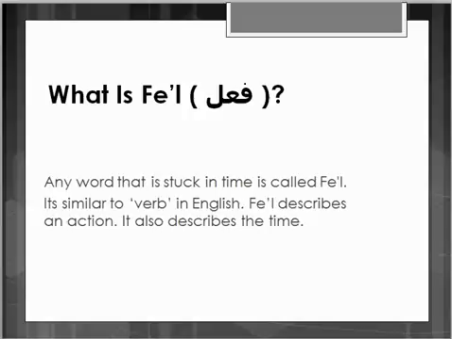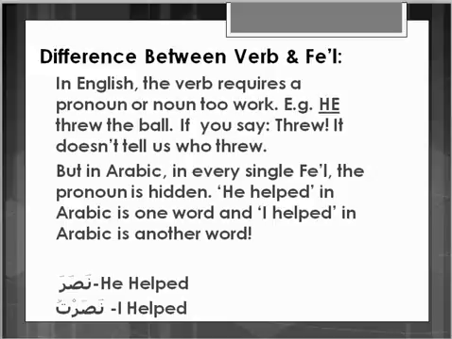That makes sense, that is actually like the verb. So what is the difference between them? In English, the verb requires a pronoun or noun to work, like he threw the ball, or he is throwing the ball. You have to mention who is doing the work, either by the pronoun or by the name. If you say threw, who did it? It does not tell us who did the work.